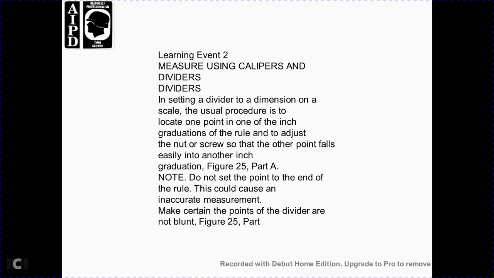Learning event 2, measuring with calipers and dividers. Measuring using the calipers and dividers. Set the divider to the dimension on the scale, using this procedure. Locate one point on an inch graduation of the rule with the adjustment nut screw, with the other point falling easily on another inch graduation.